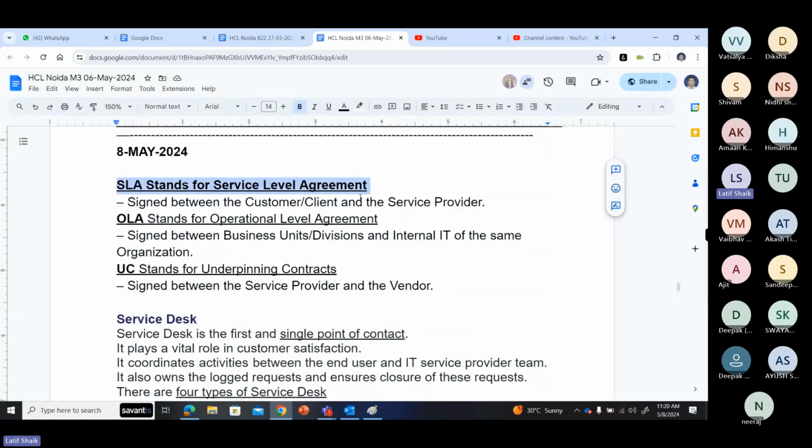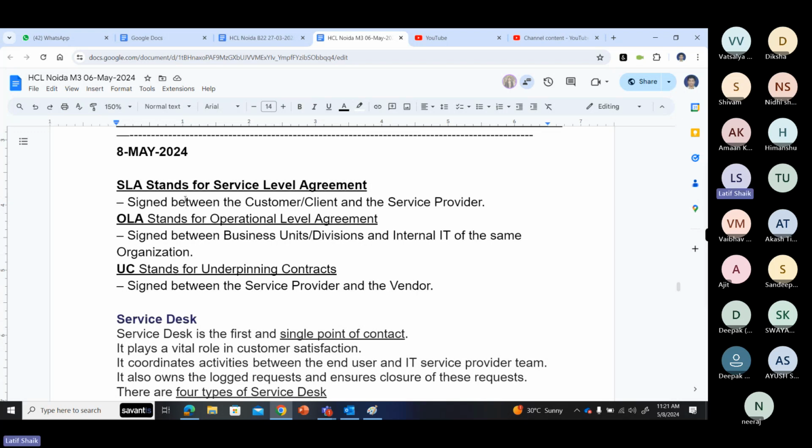Service level agreement. It is a signed contract between the customer and a service provider. Customer, client or user, and service provider. What does the SLA contain? SLA contains: this is the service we are providing, these are the terms and conditions of the service, and if any issue occurs in providing the service, depending upon the issue, it is going to be resolved within this particular time period. So response and resolution time are also mentioned in the service level agreement.